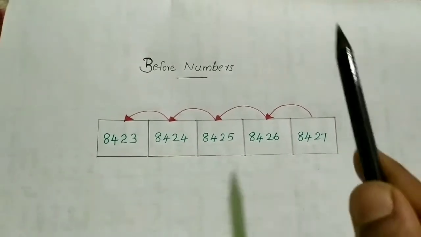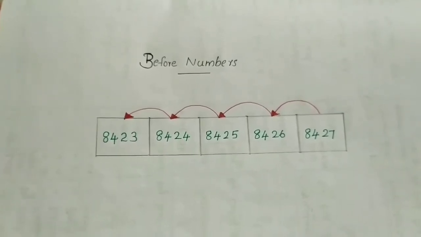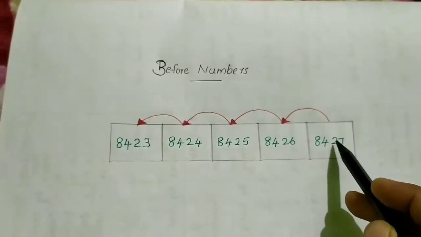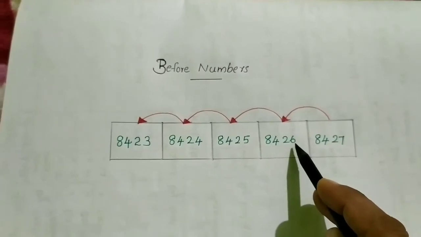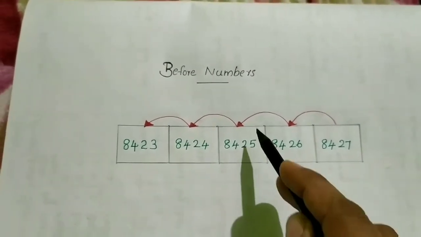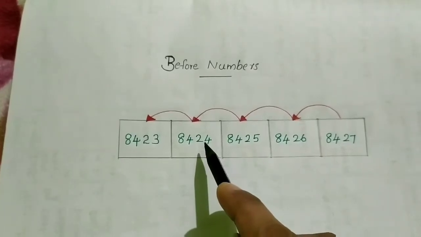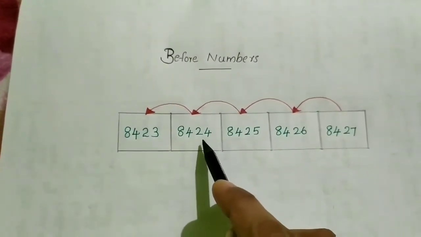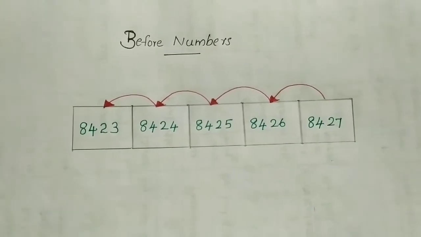Children, when we count backward from the given number, we will get before numbers. Let us see one example. To find out the before number of 8427, we have to count backward. And the very first number we will get is 8426. Same for 8425. We are going to count backward, and the number we will get is 8424. So, the number before 8425 is 8424. Thus, 1 less than the given number will give the number before it.